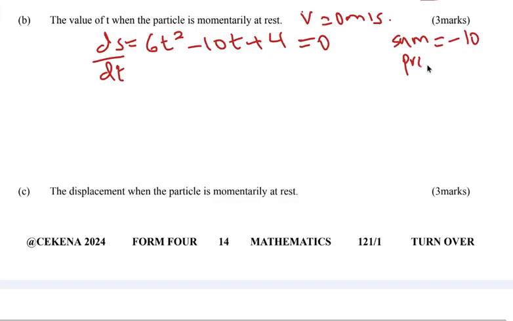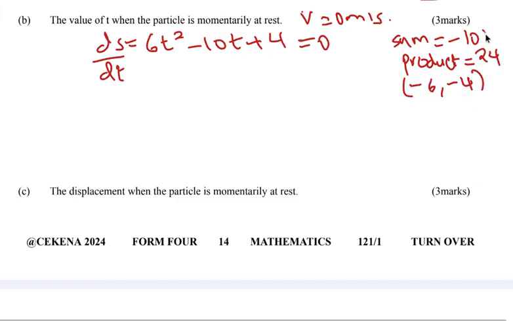Tutatumia sum product. So sum yako ya hii uangalia ile namba ambayo iko katikati, which is negative 10, na product yako ni namba ya kwanza 6 times 4, which is 24. So there are two numbers, ukizi add itakupa negative 10, ukizi multiply itakupa 24. Hizo namba mbili ambazo zinaingia kwa akili yangu ni negative 6 na negative 4.